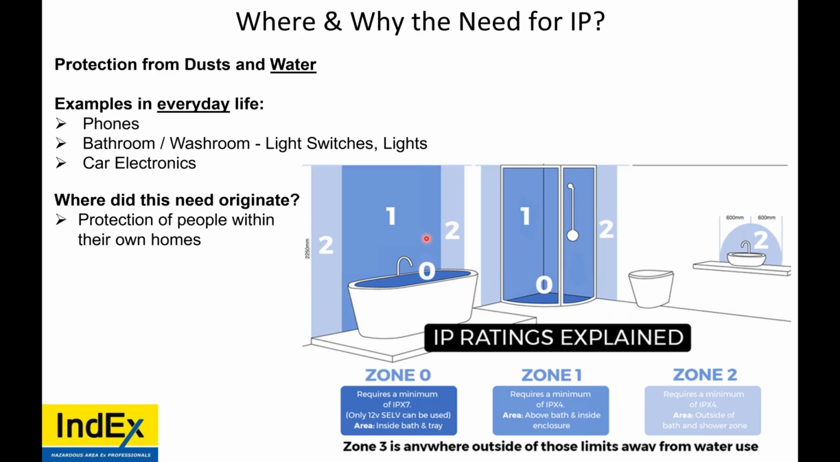Well, protection of people within their own homes. This standard came out in 1989, the one that will be in the next slide, which identified the required IP ratings around sources of water, water basins within bathrooms, washrooms, because people were getting injured, electrocuted, killed due to use of electrical equipment or touching of, let's say, a light, an outlet, or a light switch. So this was brought in to increase electrical safety. So personnel protection, ingress protection.